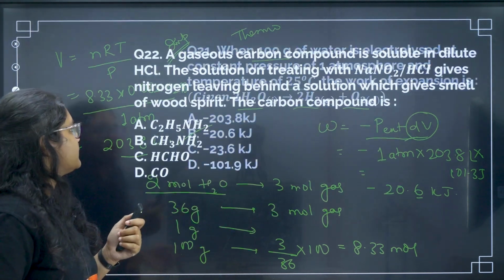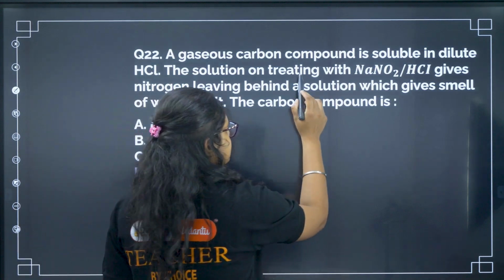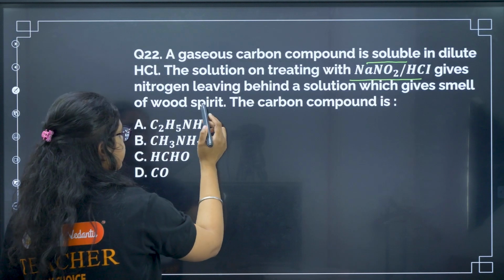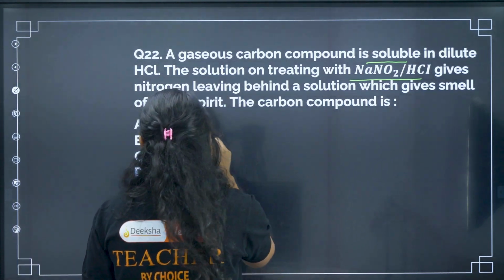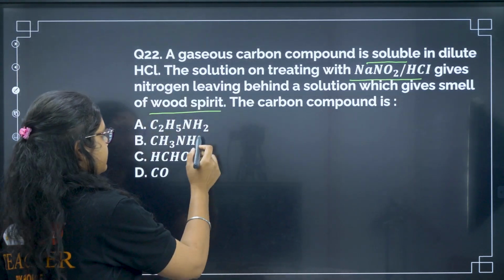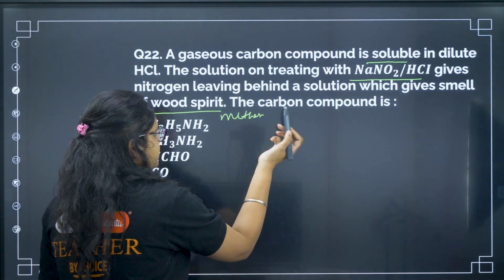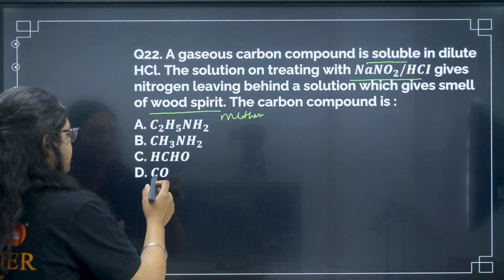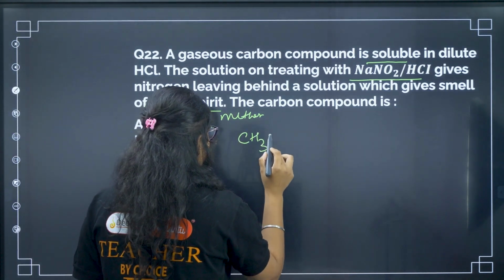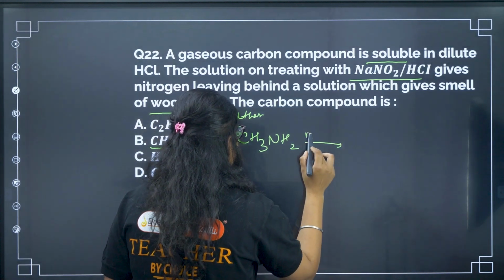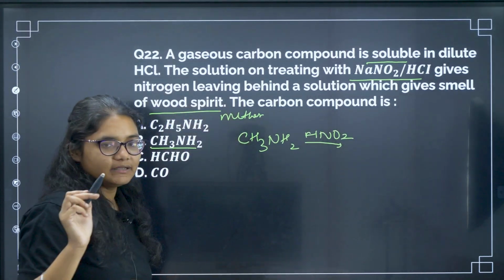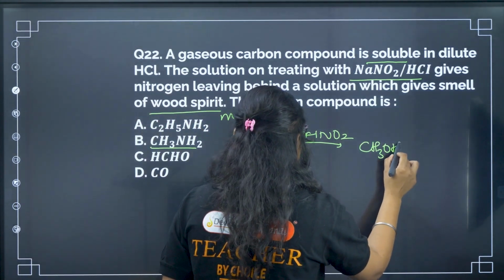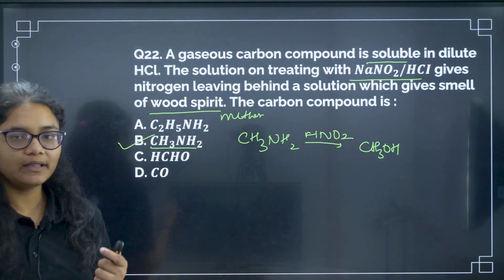Okay. Fine. Next question. A gaseous carbon compound is soluble in dilute HCl. The solution on treating with NaNO2 and HCl gives nitrogen, leaving behind a solution which gives a smell of wood spirit. So we know wood spirit is generally methanol, right? So the carbon compound is. So the point here is what will give you methanol. So if you see CH3NH2, very direct question, when treated with nitrous acid. For aliphatic amines, if you remember, NH2 on HNO2 will give you alcohols. So we will get CH3OH. So the correct answer for this question is option number B.